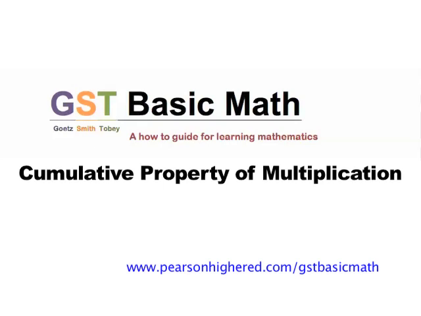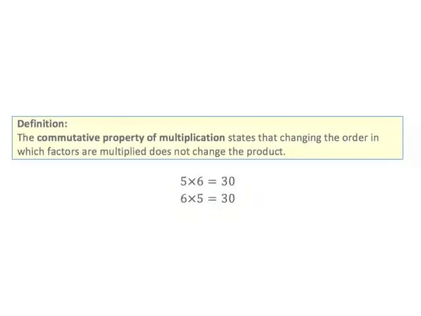Let's take a look at another definition. The commutative property of multiplication states that changing the order in which the factors are multiplied does not change the product. The factors 5 and 6, when multiplied together, give me 30. Well, the same thing, the factors 6 and 5, when multiplied together, also give me a product of 30. So changing the order in which I multiply does not change the product.